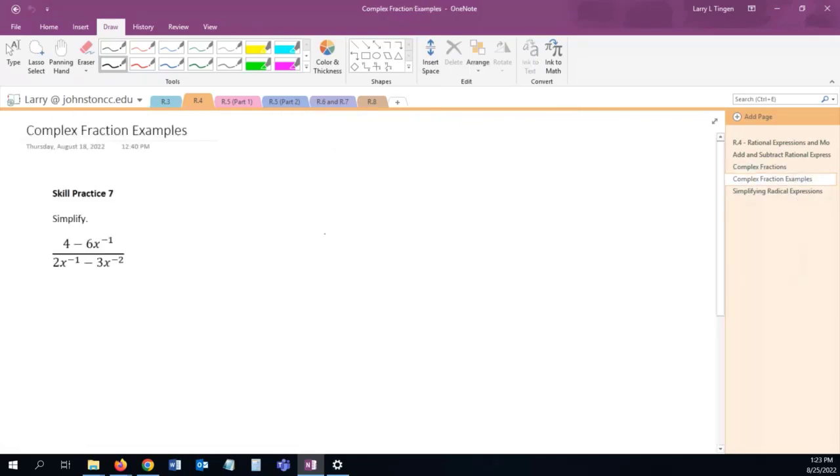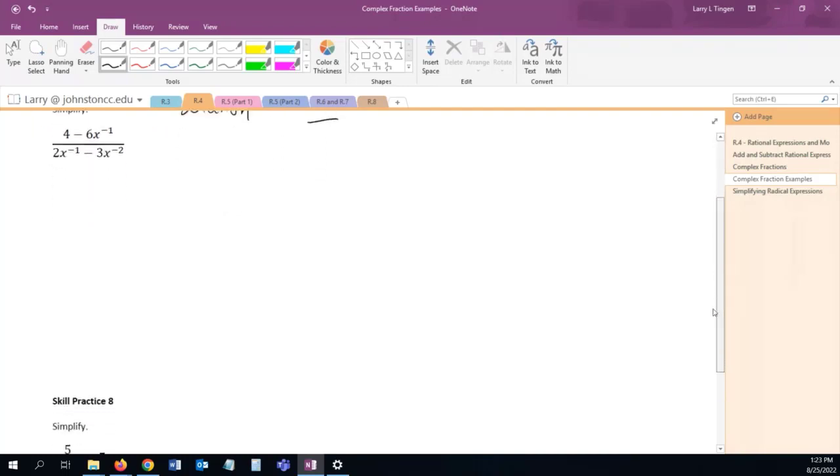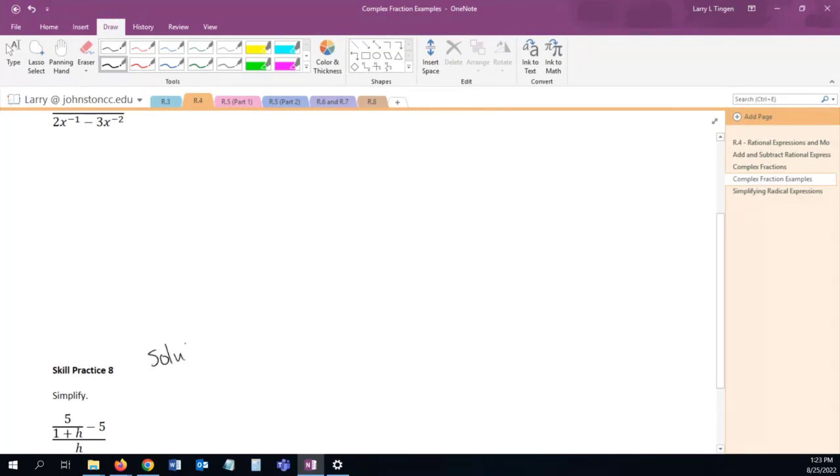So next I got 2 examples. What I'm going to do, again, we are just burning time right now, so I'm going to tell you that the solution to this is 2x. And the solution to this one, skill practice 8, works exactly like the problem we just did. The solution to this is -1 over 1 plus h.